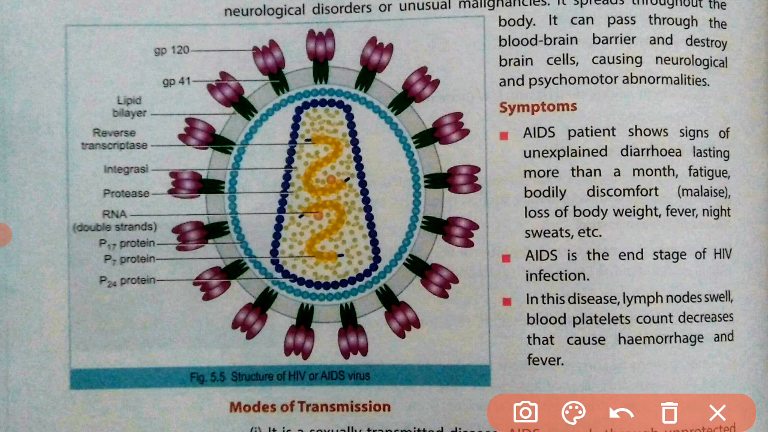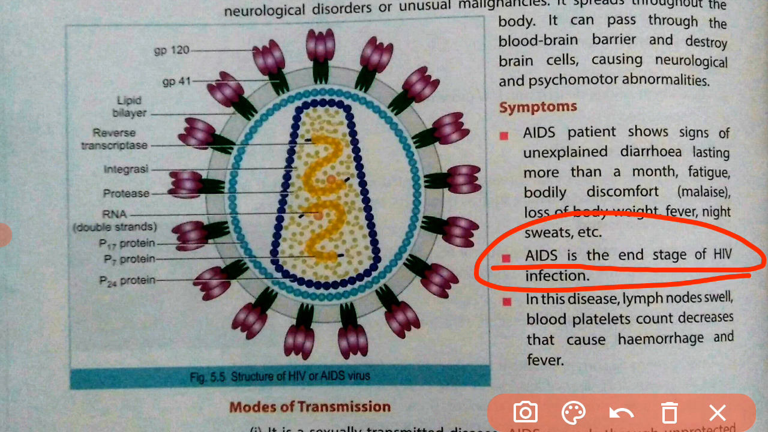And now we will talk about the symptoms. AIDS patients show signs of unexplained diarrhea lasting more than a month. They have loose motions, they have vomiting, a very weak digestive system, they cannot digest the food properly, and this diarrhea can last more than a month. Now fatigue, they feel tiredness every time, and bodily discomfort. They don't feel relaxed. Loss of body weight, their body weight decreases day by day. Fever, they have fever every day. Night sweats, during the night they feel sweating.